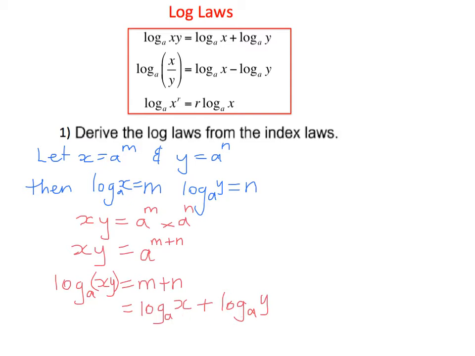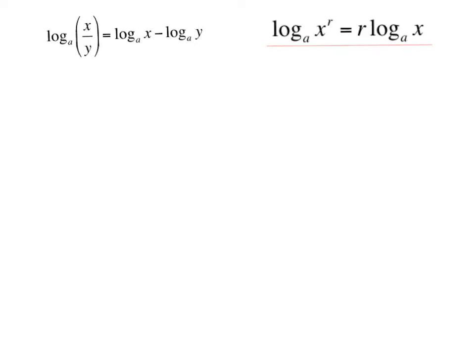Okay, let's derive now the next log law, and we're going to use these same things here. We're going to let x equal a to the power of m and y equal a to the power of n, and therefore there they are in log form. So index form, log form, and now we're going to derive the second log law from the index laws. So we are going to say x divided by y.